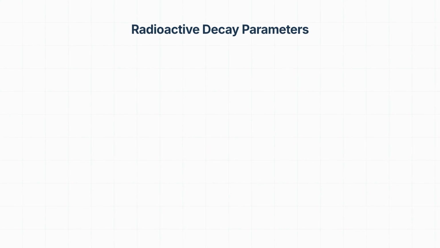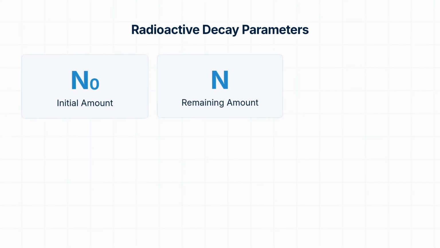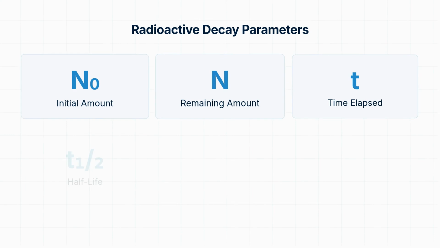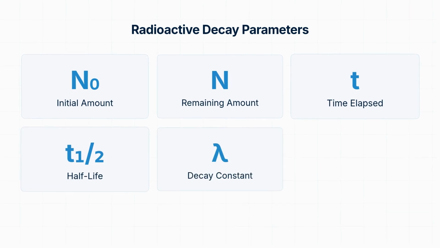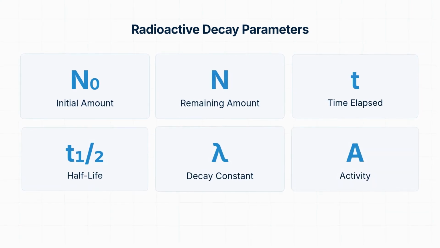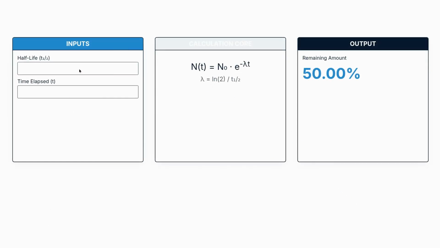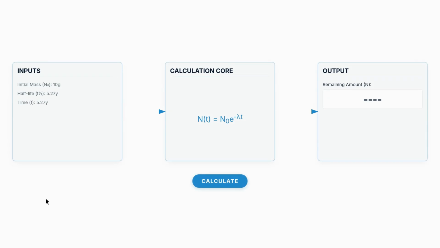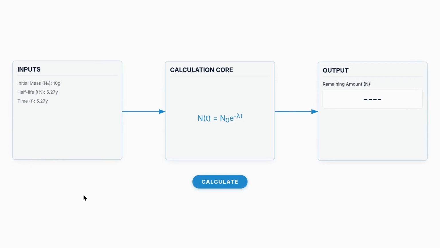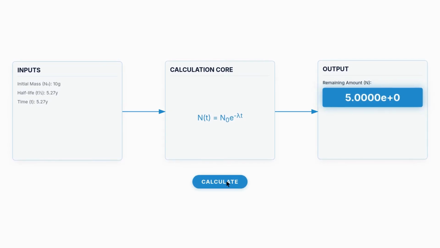The input fields include initial amount N0, remaining amount N, time elapsed T, half-life T1/2, decay constant L, and activity A. Let's work through an example. I'll enter 10 for initial amount N0, and 10 for both time elapsed and half-life. After clicking Calculate, the results show remaining amount N equals 5.000E+0, which is 5.